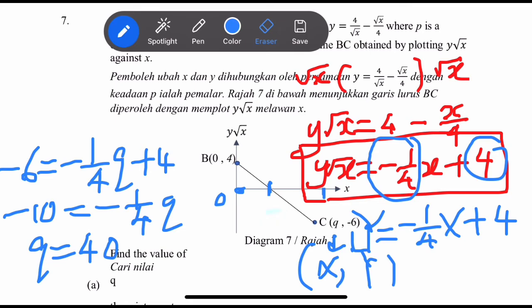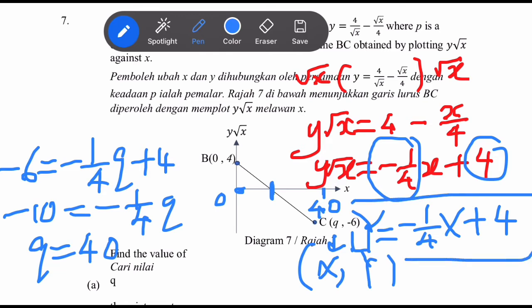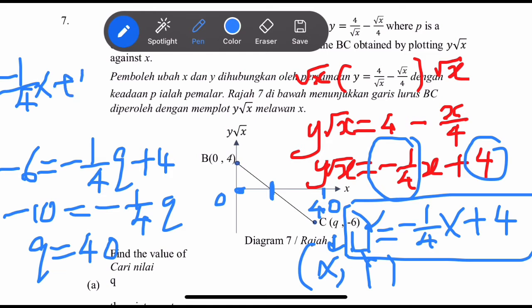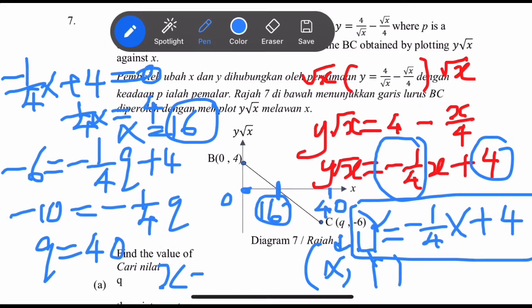Now we need to find the x-intercept. In order to find the x-intercept, it's very simple. You just let y be 0. Because at the x-axis, the y value must be 0. So based on the big Y equation, we let it equal to 0. Hence 1 over 4 x equal to 4. So x is equal to 16, right? That is the x-intercept for the straight line. That is how you solve the x-intercept.